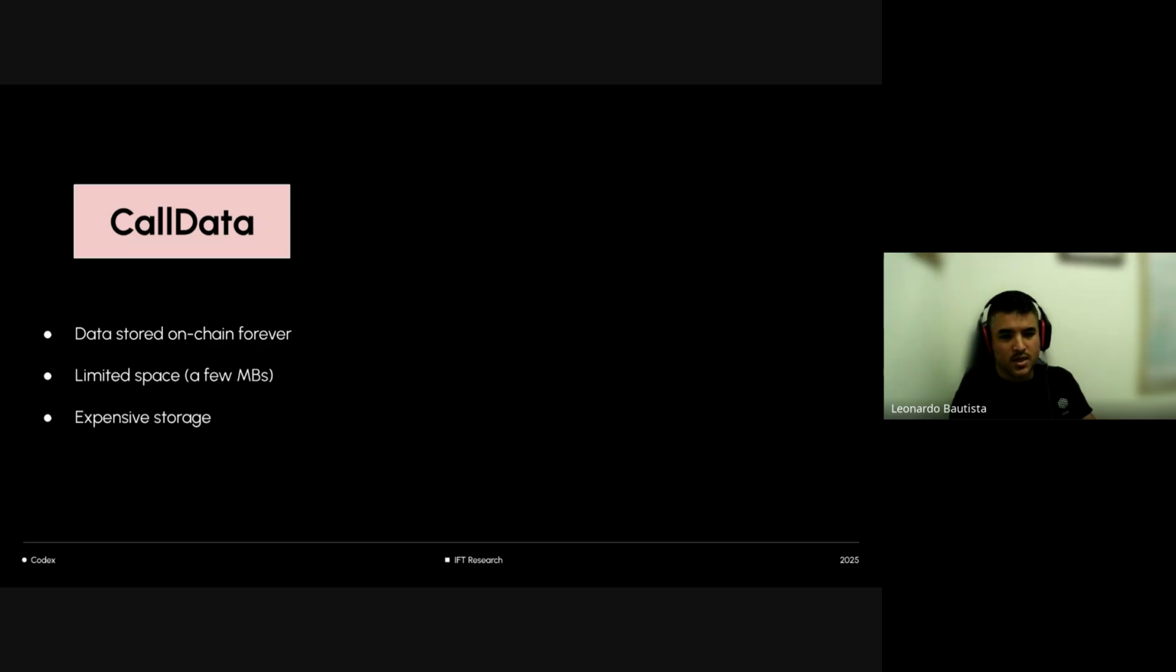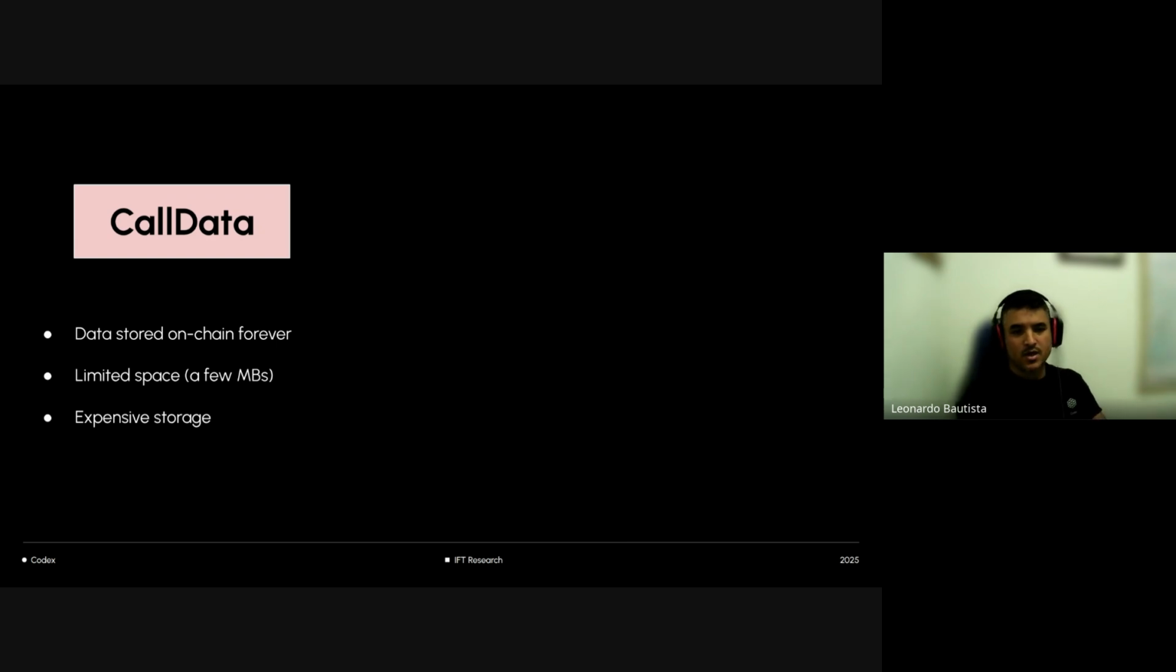One is time, because your data is going to be stored forever, and that is a problem, because then the size of the chain, of the blocks, will grow too much if rollups are constantly putting data there. Then the other problem is space, because you don't have enough space, and then the cost, right? So time, space, and cost. Those are the three problems that we had with calldata.